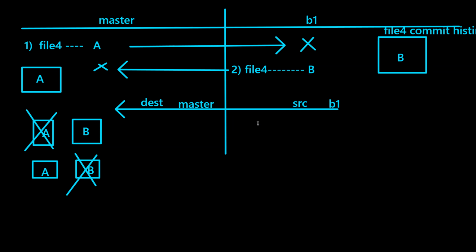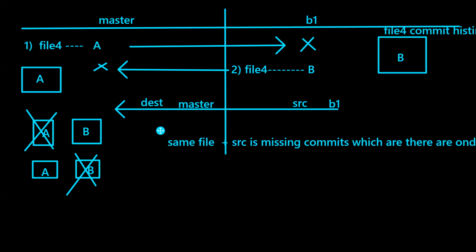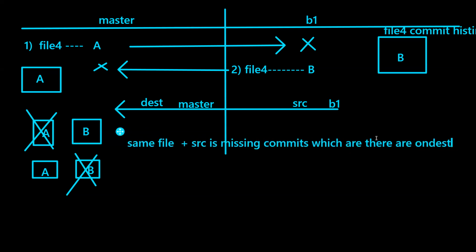So what is the reason for conflict? Why do you get a conflict? You are getting a conflict for two reasons. First reason, it's the same file. But not just the same file, you will not always get a conflict. Same file, along with the source missing some commits which are there on the destination. I'm writing this so that you can read and revise, register this better, and understand this better.